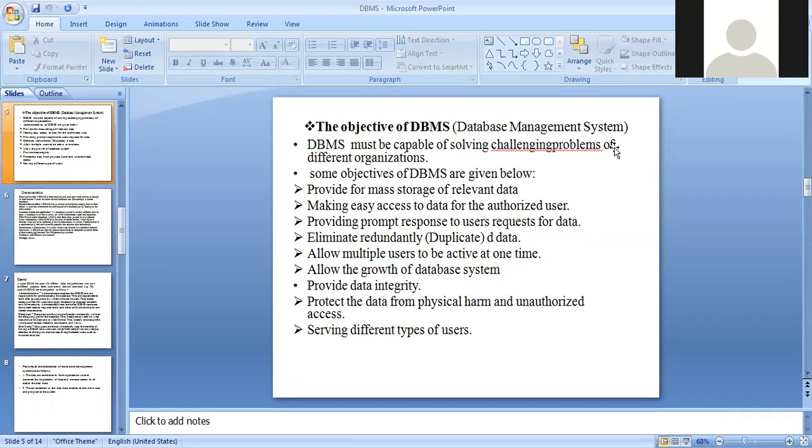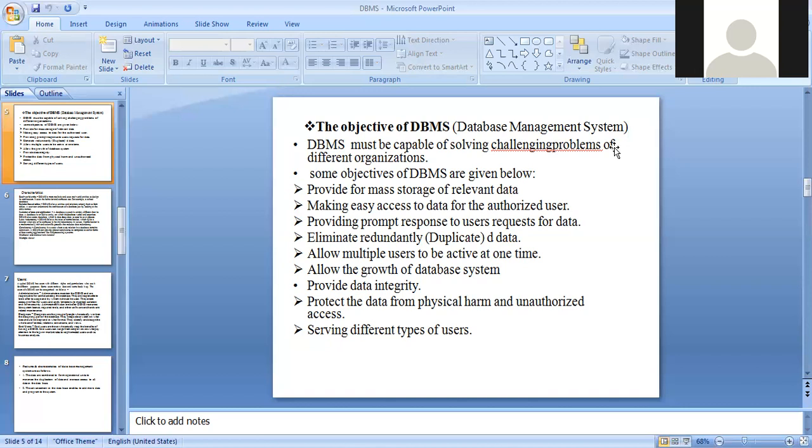For example, we can go to a hospital. In that hospital, we cannot retrieve some specific data; it can be handled only by the receptionist or a specific man or woman working in that hospital. So it is easy to access data for an authorized user, providing prompt response to user requests for data.